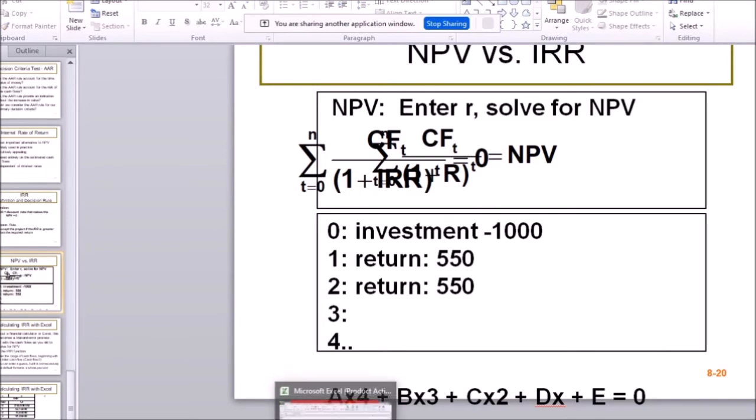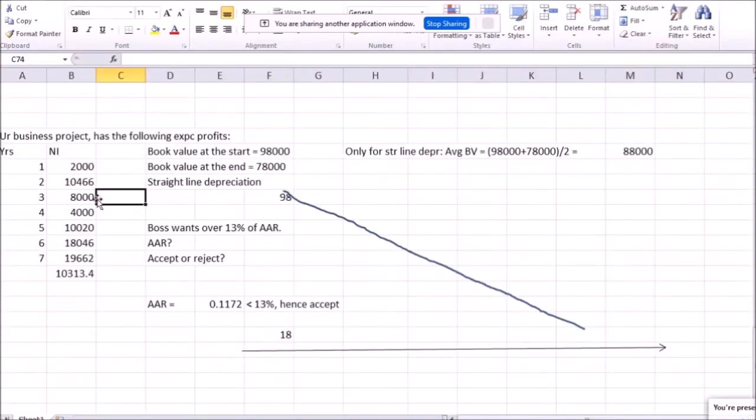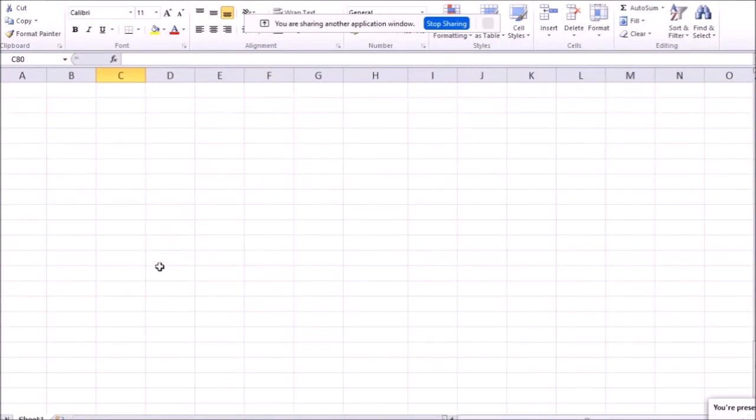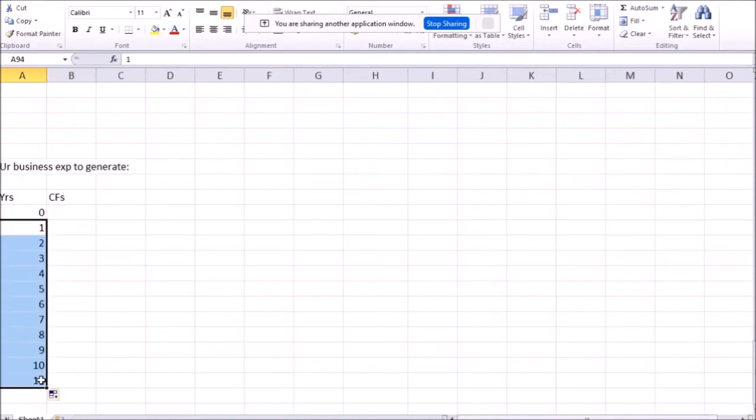So let's go to Excel. Again, let's have some project. Your business is expected to generate the following cash flows using this extension.